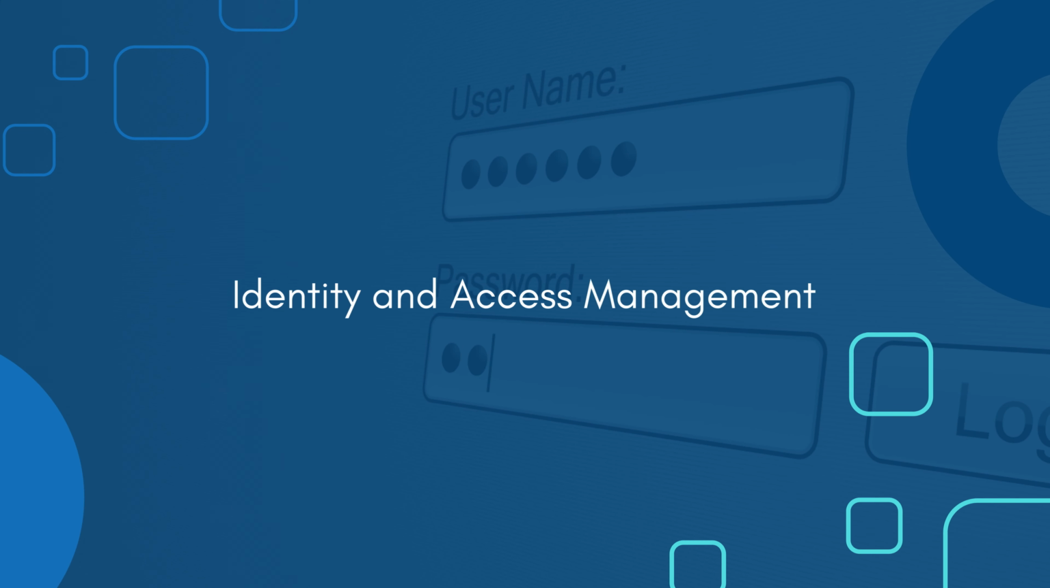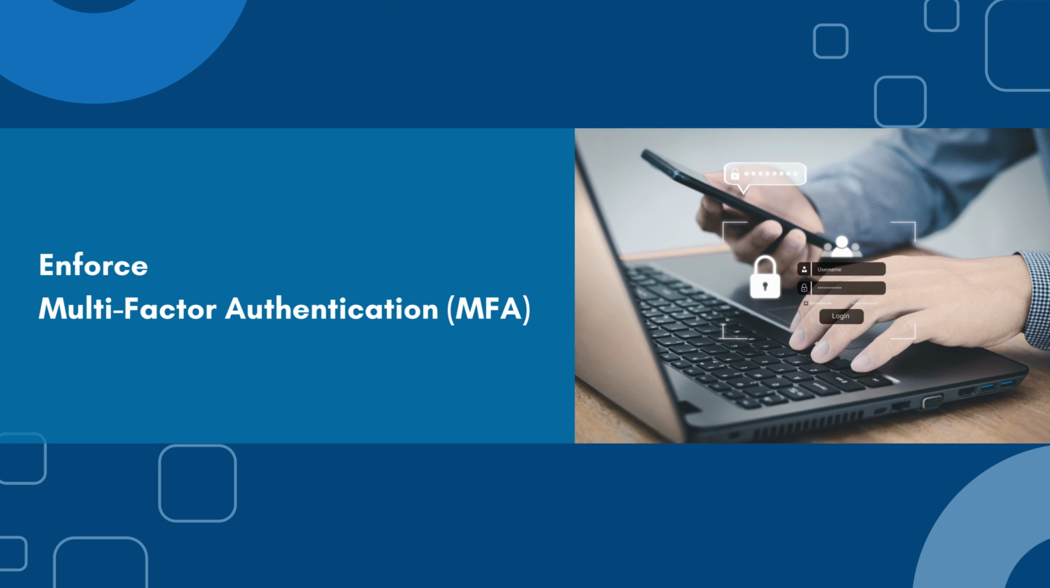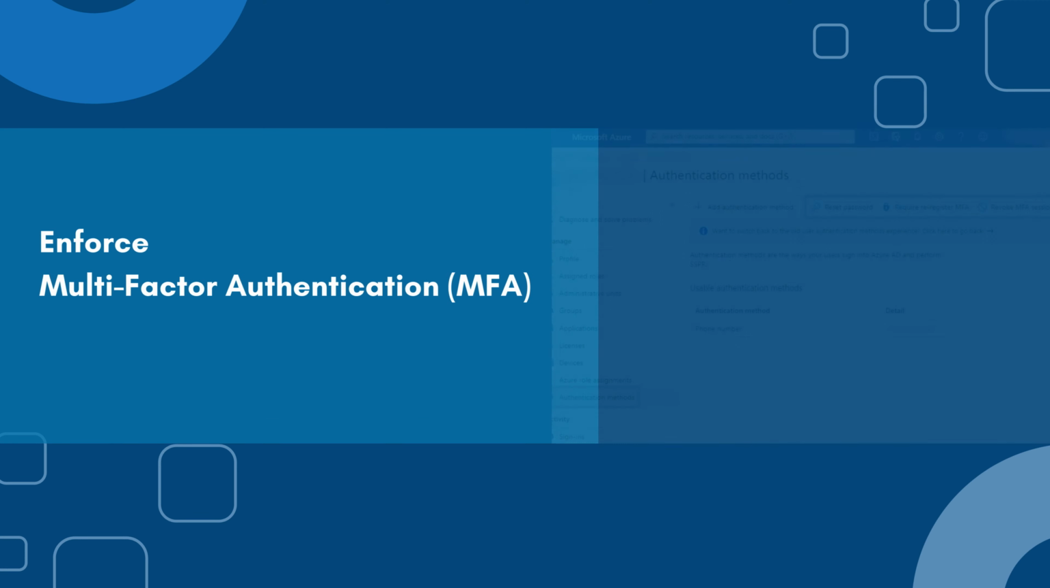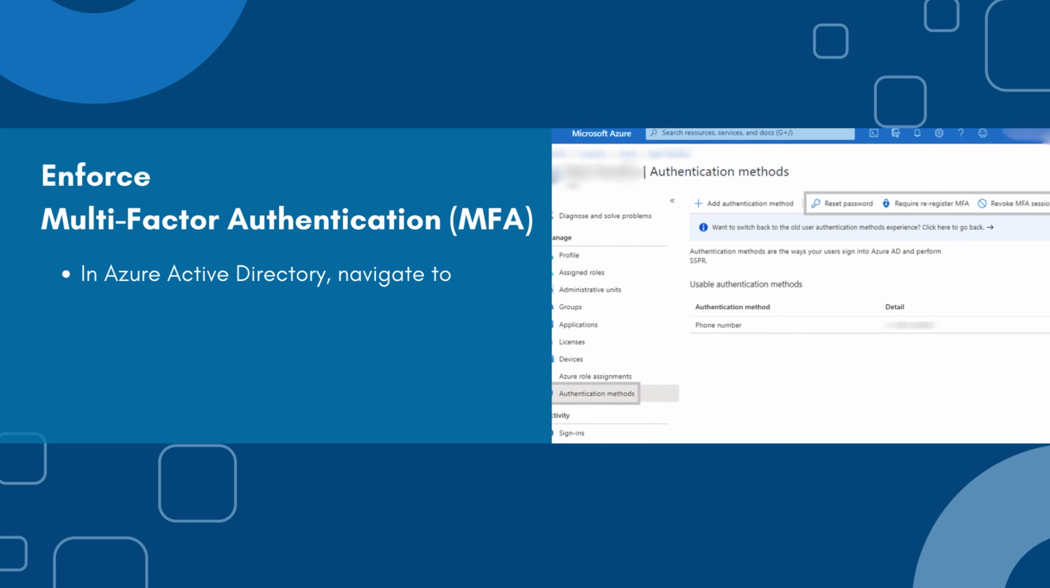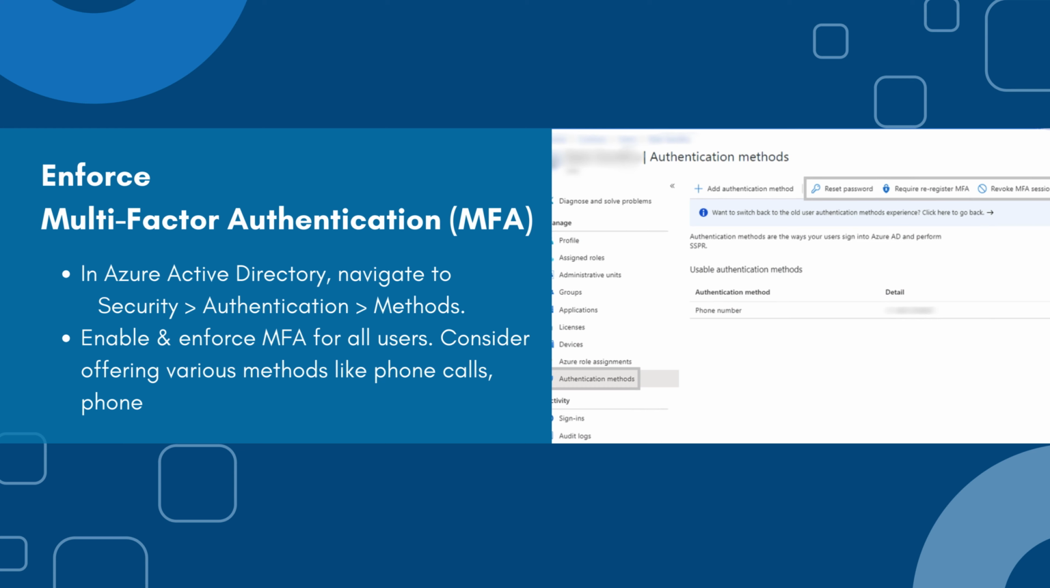Let's start by establishing a strong foundation for identity and access management. Add an extra layer of protection by requiring multiple verification methods for user logins. In Azure Active Directory, navigate to Security Authentication and click on Methods to enable and enforce MFA for all users. Consider offering various methods like phone calls, phone apps, or authenticator apps.